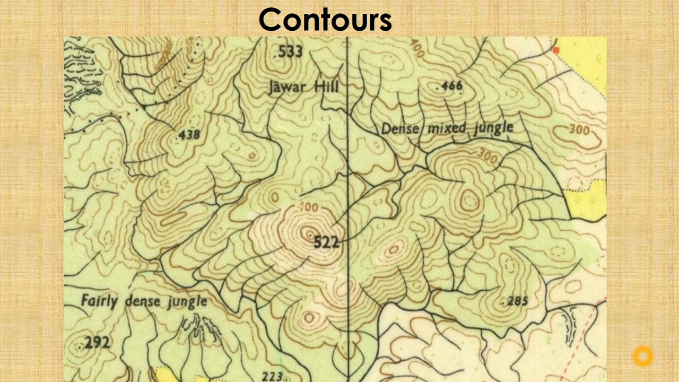You are familiar with the contours, right? So contours are drawn using brown color, and every fifth contour, which is called an index contour, is highlighted, and the height is written on that one particular contour. So here you can see the examples: 400, 300, 300, 400. So you can find out the height of these contours by looking at the value written on the contour itself.